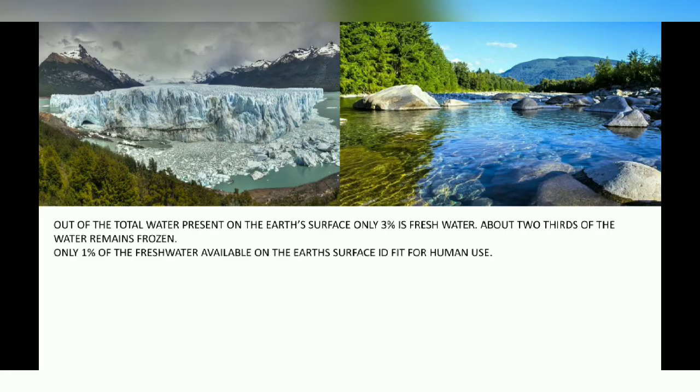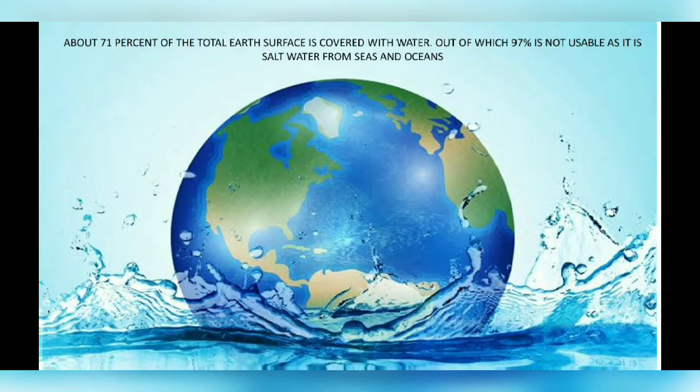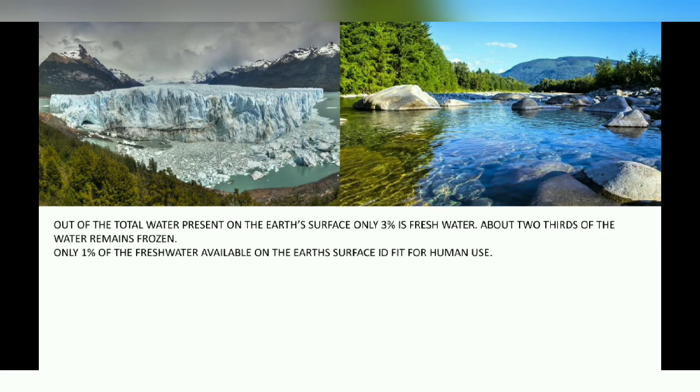So 71% of the total surface is covered with water, but 97% of it is not usable because of its high content of salt, and we have only 3% fresh water which can be used. Out of it, 2/3 is either frozen, in the mountainous region, or in glaciers, which cannot be extracted. Only 1% is there where humans can use it, including for agriculture.